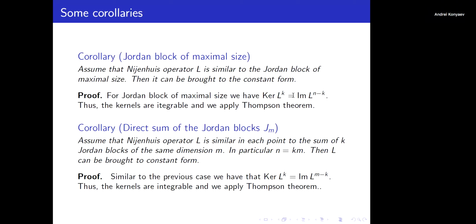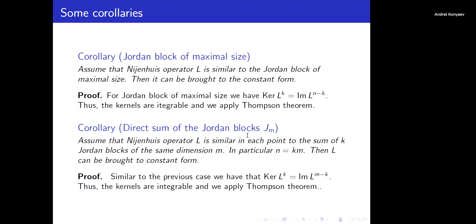Taking the next power is just increasing the kernel by 1 and decreasing the dimension by 1. So it goes like this. Basically, we see that those coincide, and because the images are integrable, we have the kernels that are integrable, and this is a great example of how algebra interacts with our differential geometry. Because images are integrable, we get kernels integrable, and we apply Thompson's theorem.